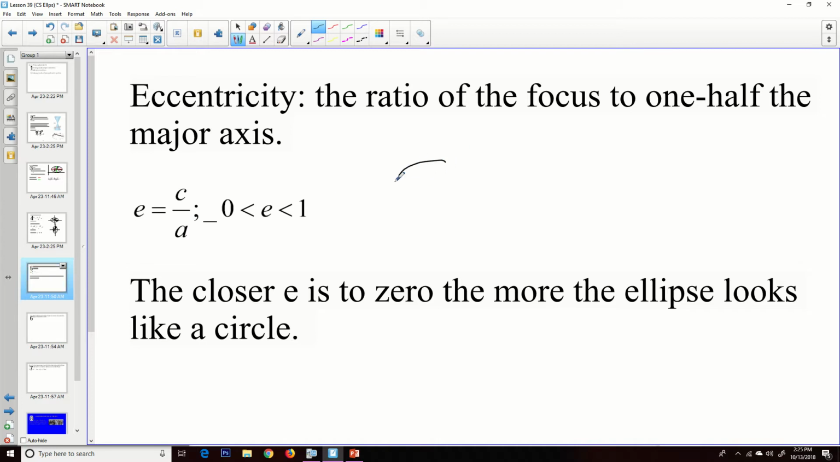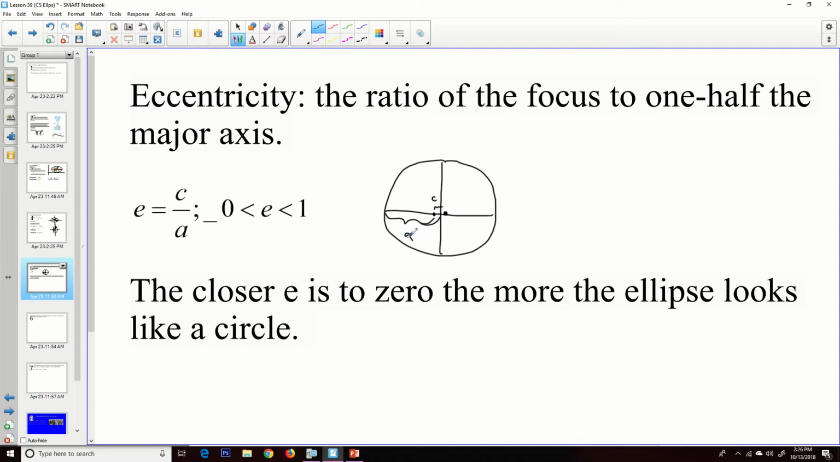So let's say we have a very circle-like looking ellipse. That's not a very good ellipse, but if I were to do that, this is my major axis, this is my minor axis, and my foci would be very close to the center if it looks more like a circle. The distance to the foci we call C, and the distance from the center to a vertex is A.